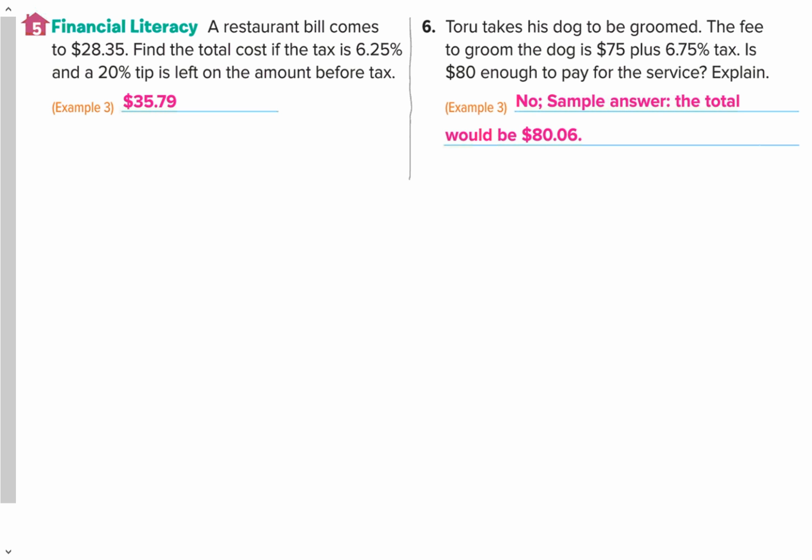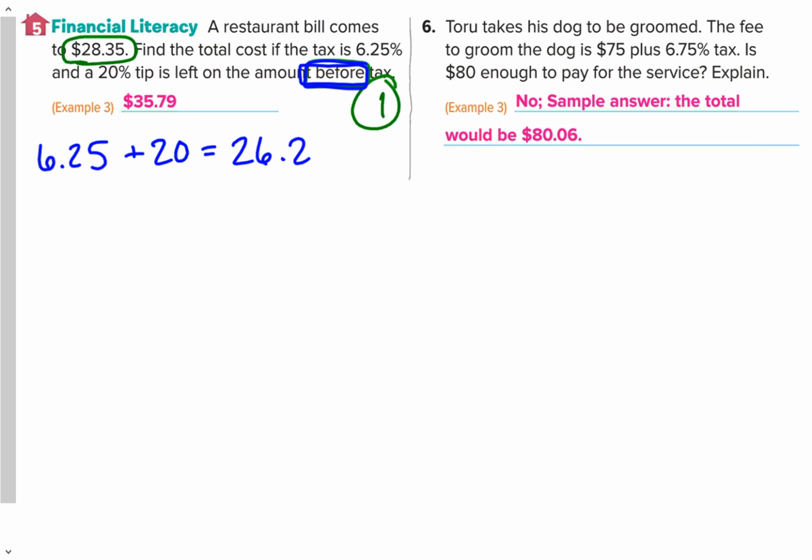Again, I'm going to use method 1 for this one. Okay, it says a restaurant bill comes to $28.35. Find the total cost if the tax is 6.25% and the 20% tip is left on the amount before tax. So this is really important. When it says before, that means you can add the tax and the tip at the same time. So we would have the 6.25 plus the 20%, and that equals 26.25%.